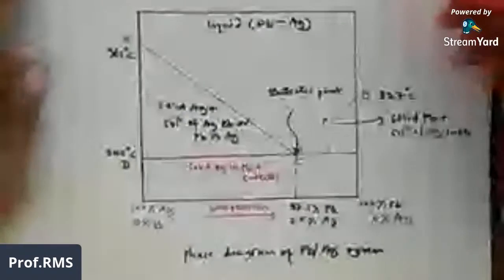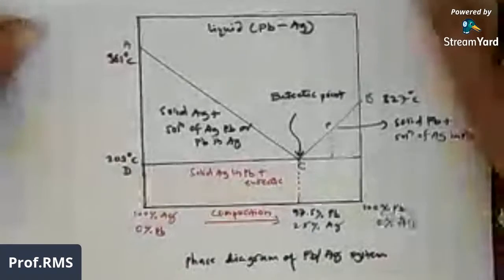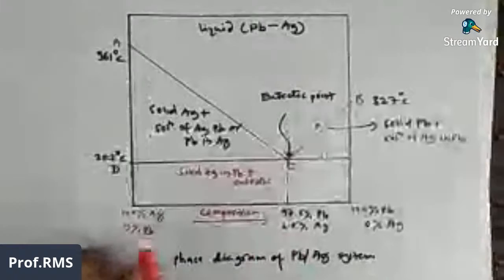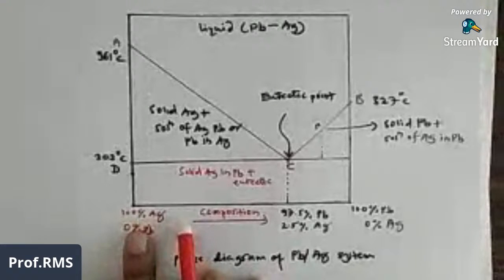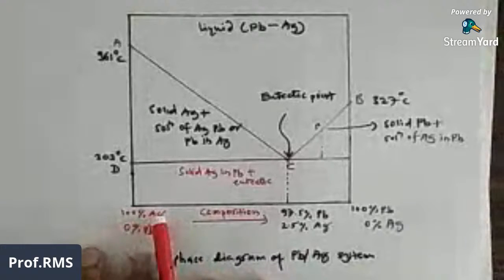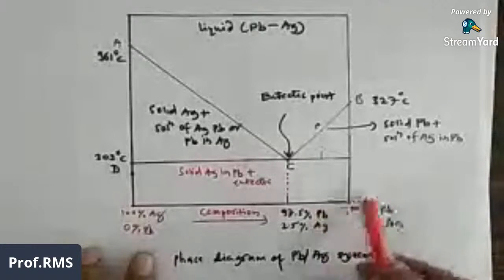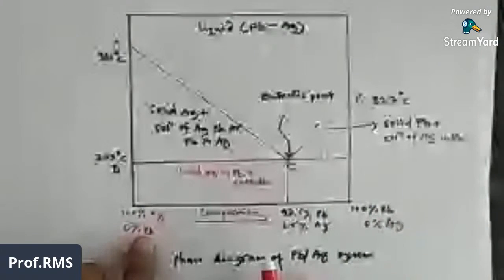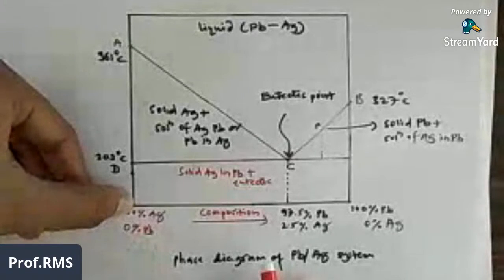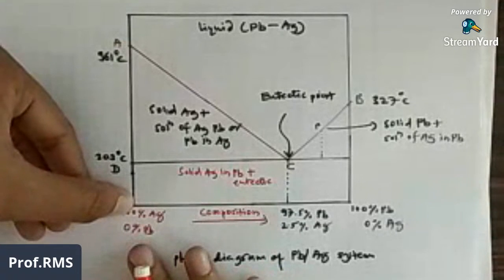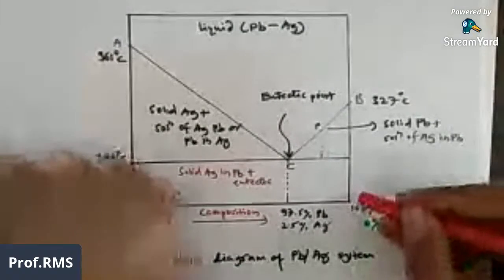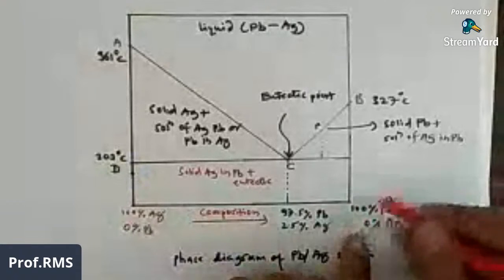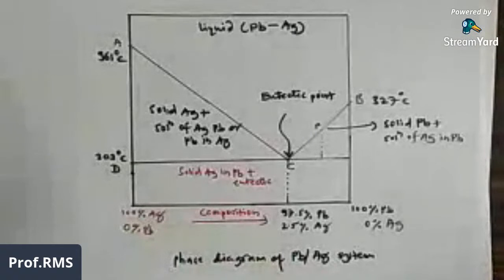Now you can see here that we have the phase diagram of the lead silver system. At the left hand side you can see 100% silver. At the right hand side we have 100% lead. So at the left hand side we have 100% silver but 0% lead, meaning at that point we have not yet added the lead. Similarly, at this point we have 100% pure lead, so there is 0% impurity of silver in the lead. Hope you are clear on both points.